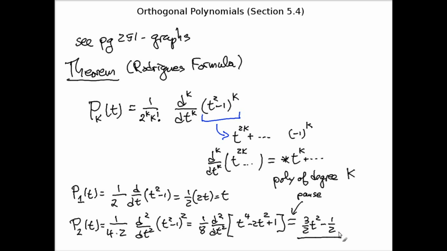So Rodrigues' formula, it's actually quite a beautiful proof. I'd love to do it, but I think it's a little bit aside from the main thrust of things. But if you want to see this in the book, it's theorem 5.30. And the more mathematically inclined of you in the class might be interested in looking at that proof.